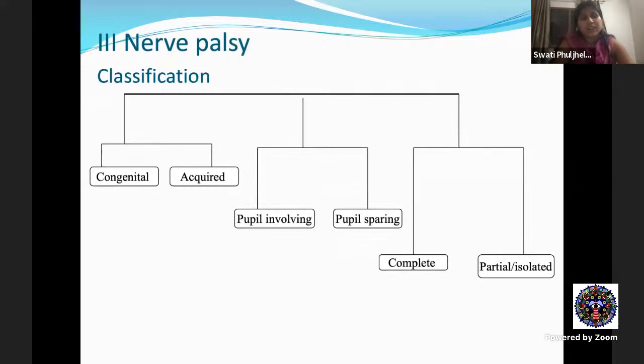To classify third nerve palsy, it can be congenital and acquired. The other way of classifying it could be pupil involving or pupil sparing. Another way of classifying it could be complete or partial.